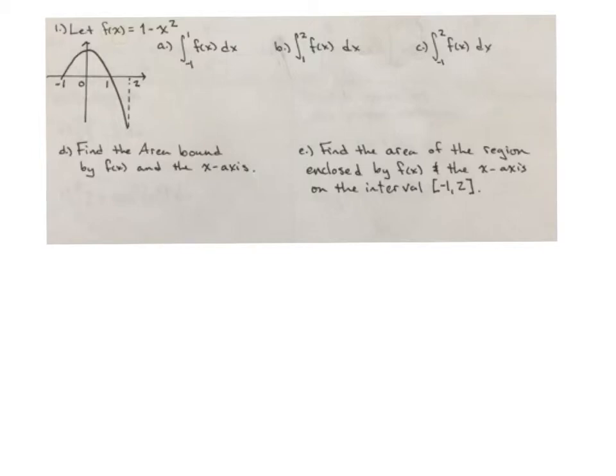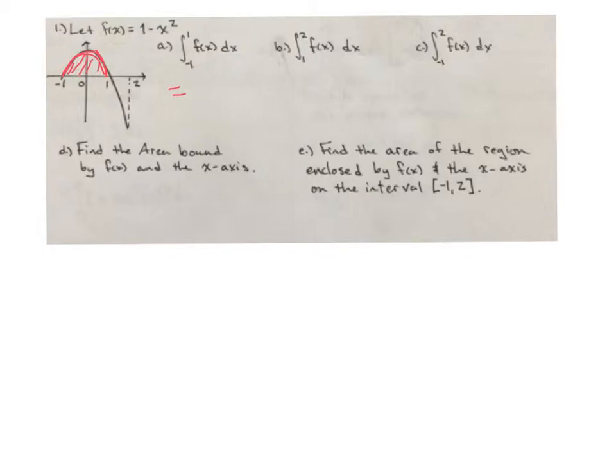Let's consider the curve f of x equals 1 minus x squared. Now, I've graphed it on the interval from -1 to 1. And first thing is to find these integrals. And if we're going to find the integral from -1 to +1, what we're looking for is this area.